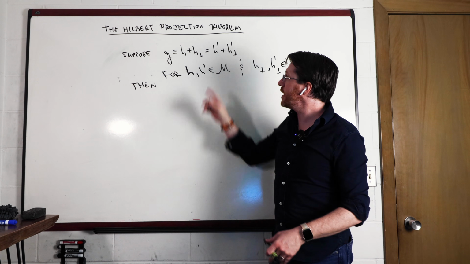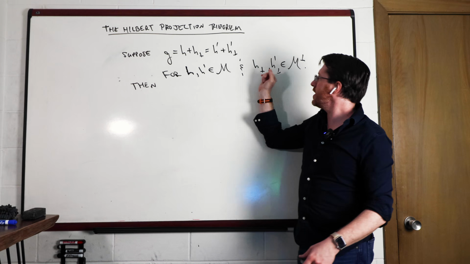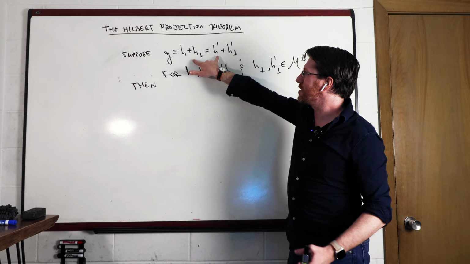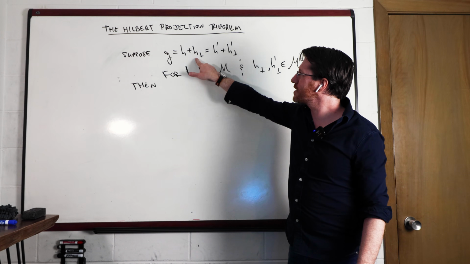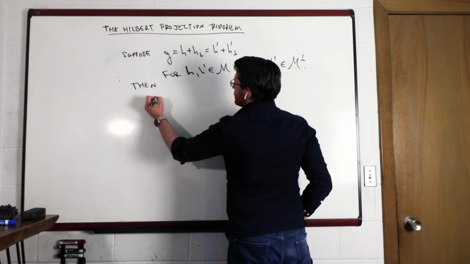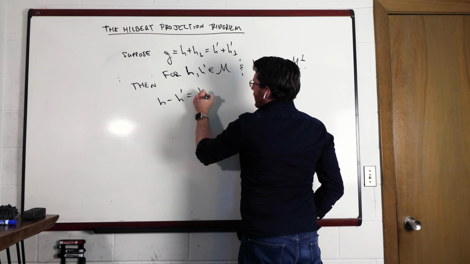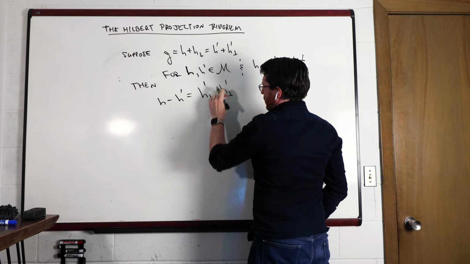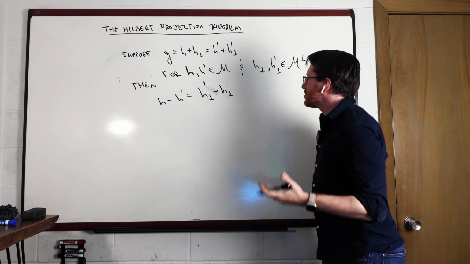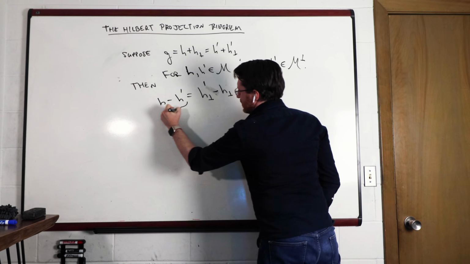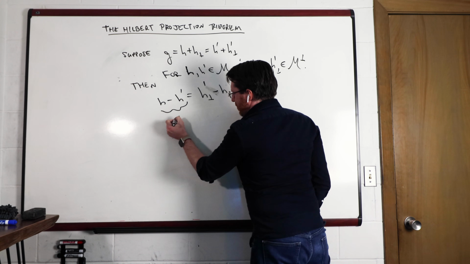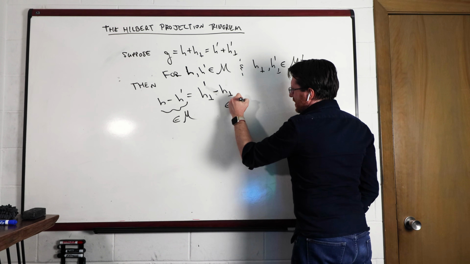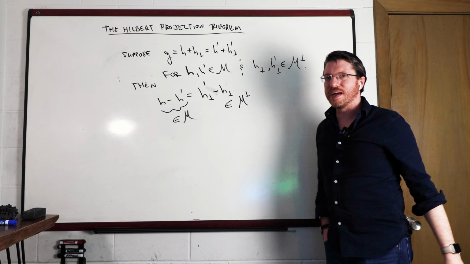Now what we're going to show is that h prime has to be equal to h, and h perp has to be equal to h perp prime. This is actually really easy to do. It just starts with this equation. If these two guys are equal, then I can move this guy over, I can move this guy over, and this gives me h minus h prime is equal to h perp prime minus h perp. And then that means this is a linear combination of elements inside of M, so it's inside of M because M is a vector space. This is a linear combination of things in M perp, and so it has to be inside of M perp.